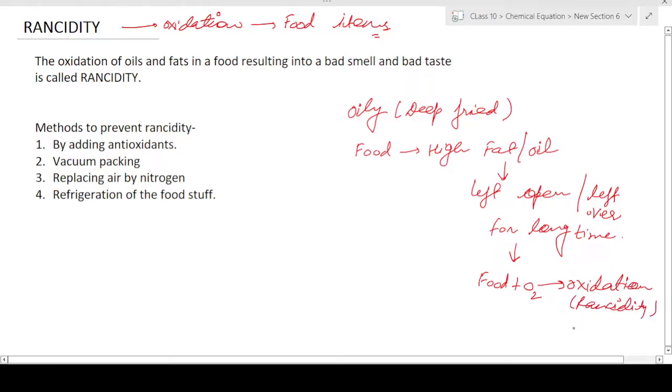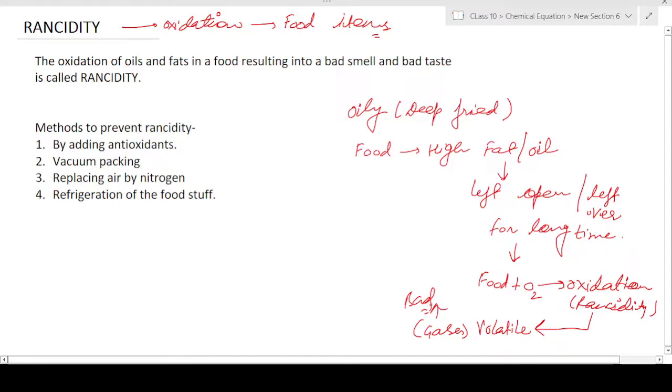And this rancidity produces certain substances which are volatile in nature. Volatile means they are gaseous in nature, and their smell is very bad. These gases emit a very foul smell. And it also changes the taste of the food, so the food smells bad and its taste is also bad. So this happens when the food gets oxidized.